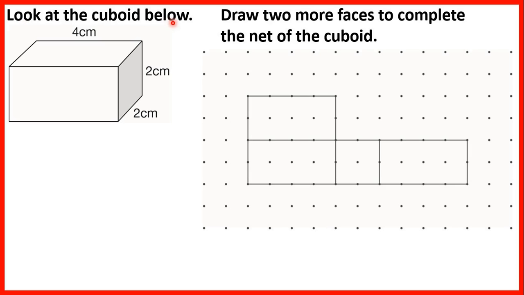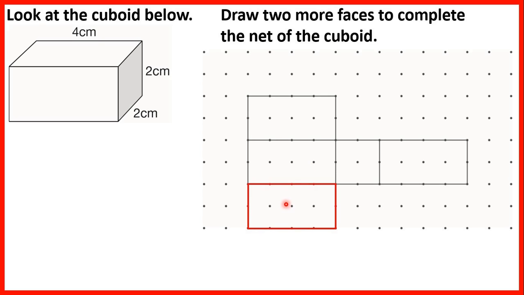Look at the cuboid below. Draw 2 more faces to complete the net of the cuboid. So if this face here is our base, this face will fold up, this square face will fold up and so be one of the squares at the end, and then when this square has folded up, this rectangle will be able to fold all the way over the top.